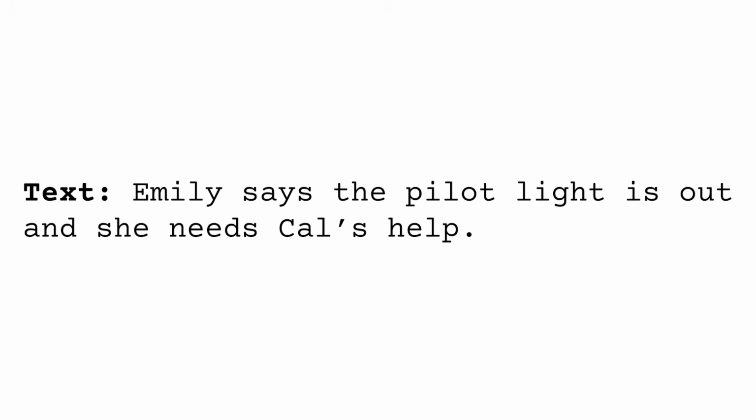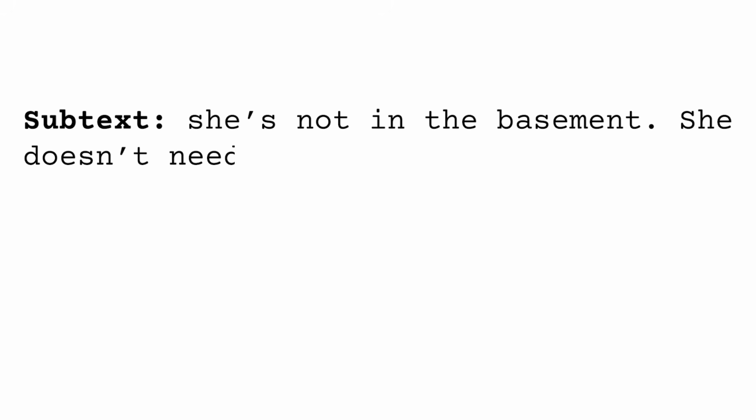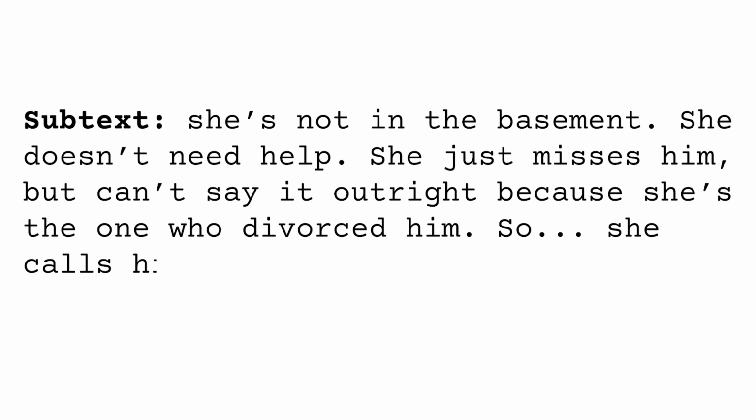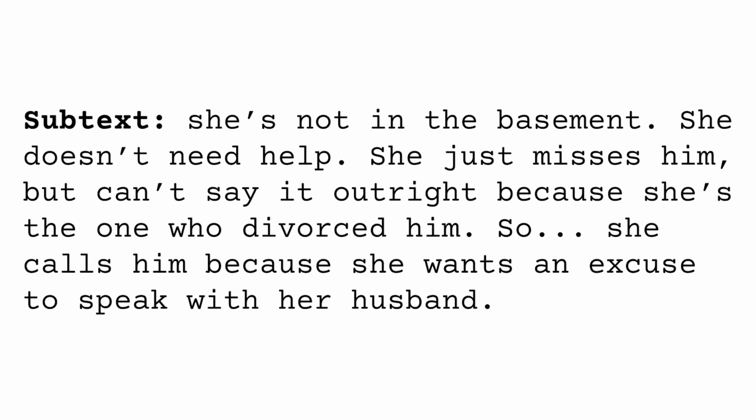Movie, Crazy Stupid Love. Text, Emily says the pilot light is out and she needs Cal's help. Subtext, she's not in the basement, she doesn't need help. She just misses him, but can't say it outright because she's the one who divorced him. So she calls him because she wants an excuse to speak with her husband. This simple act of documenting subtext became a very powerful routine for me.